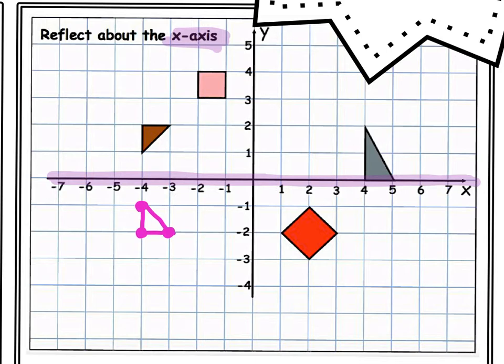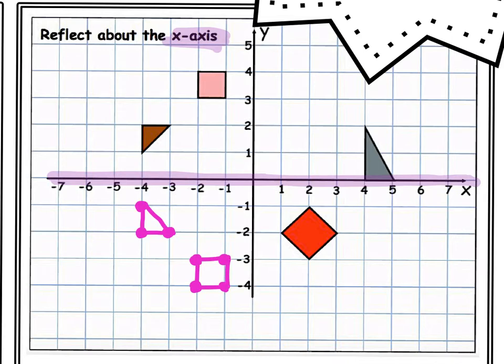Now, same thing with my pink square here. So this square is at 3 and 4 units above, so I know that I'm going to be going 3 and 4 units below. The squares are pretty easy to draw because they take up just one single box. So I'm at 3 units, 3 units, 4 units, 4 units, and then I can draw in that square.